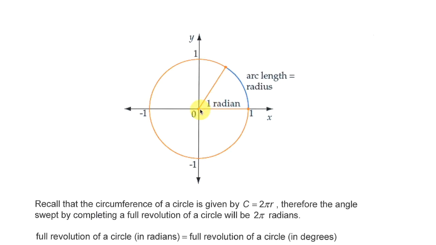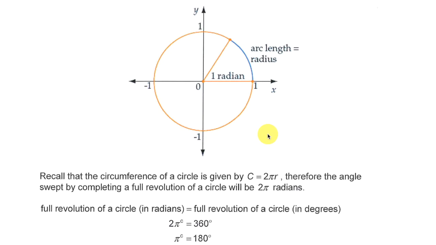So if you think about it, if the radius was equal to 5 and I swept around 1 radian, an angle of 1 radian, then the arc length would also be 5. So looking at this unit circle where the radius is equal to 1, if I do 1 full revolution around the unit circle, I have created an angle of 360 degrees. Now what is that equal to in terms of radians?